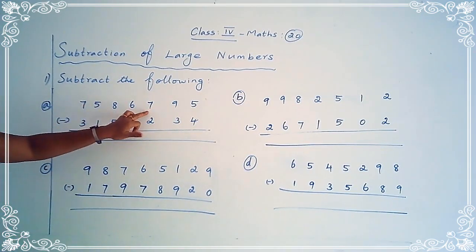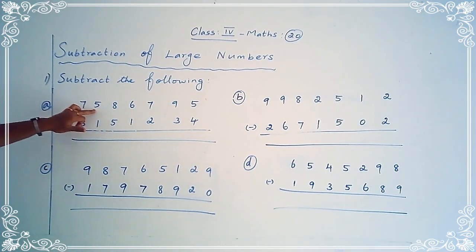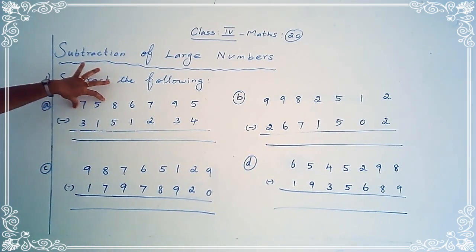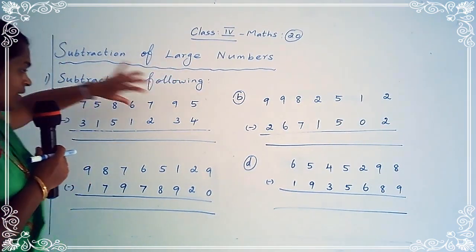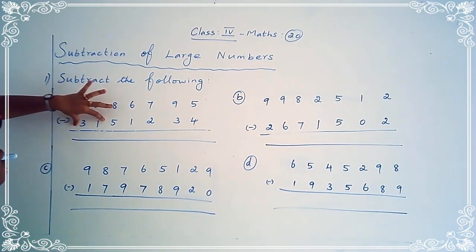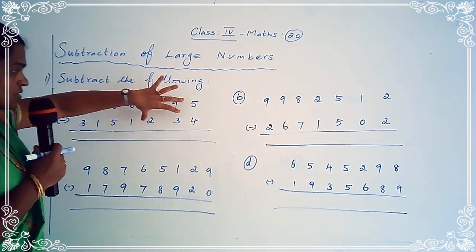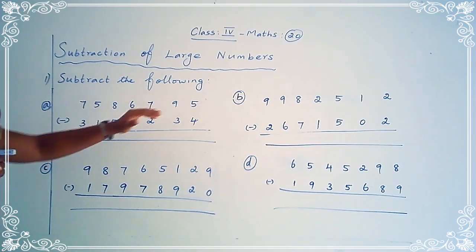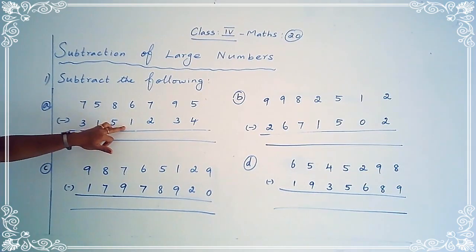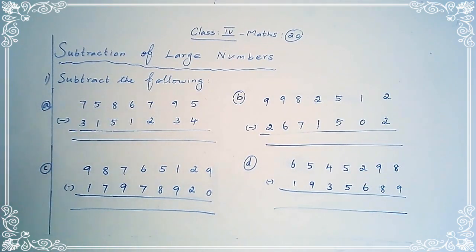Ones, tens, hundreds, thousands, ten thousands, lakh, ten lakh. So 75 lakh 86,795. This is one number. Next number is 31 lakh 51,234. Now you subtract from which number? 75 lakh 86,795 minus 31 lakh 51,234. Now you see, this first number is called minuend.